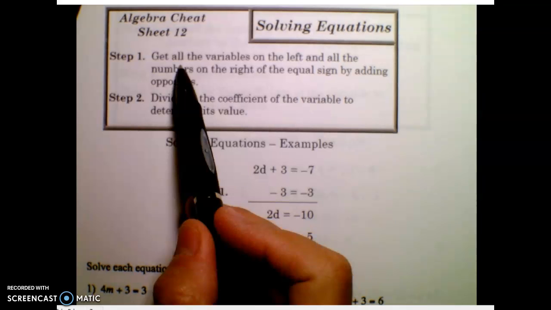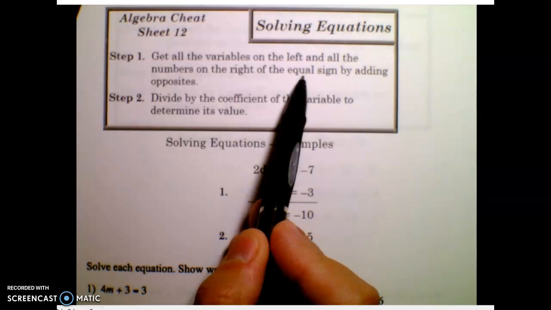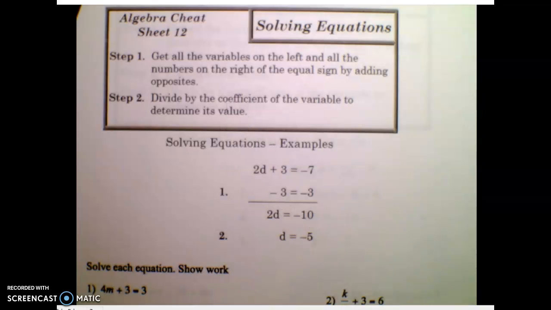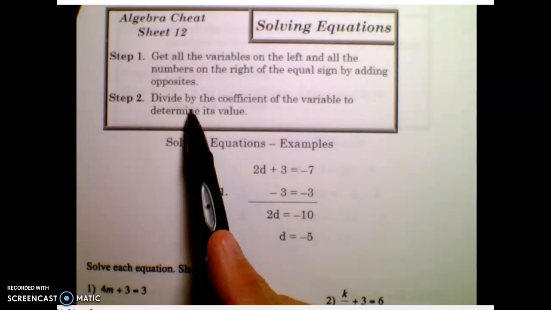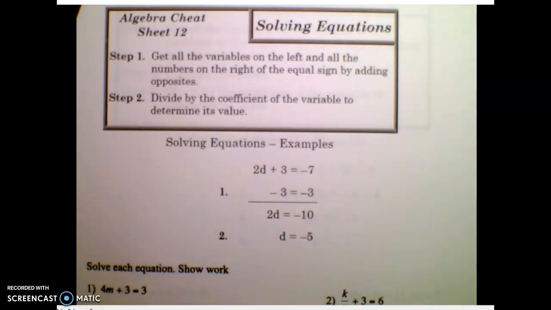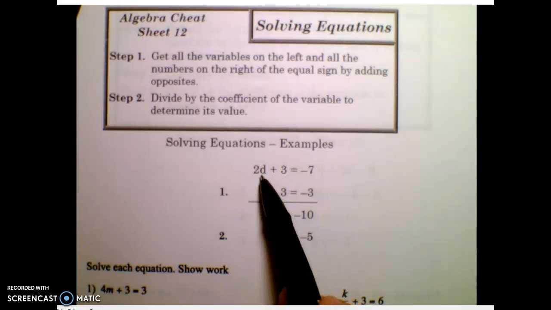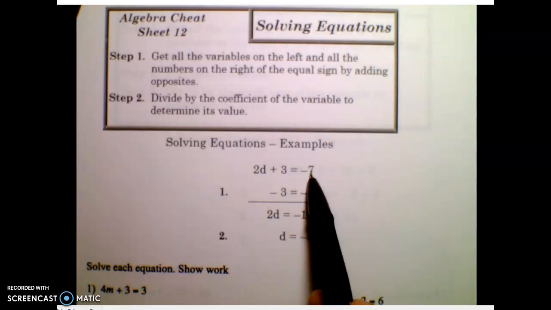So the steps here are get all variables on the left-hand side and all the numbers on the right-hand side of an equal sign by adding the opposites. Next, we divide by the coefficient of the variable to determine its value. So that's a lot of words to describe what's going on. Here's my equation. It's 2d plus 3 is equal to negative 7.